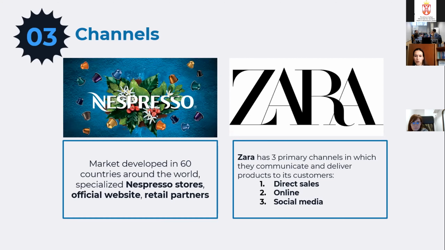For Nespresso, this is Nespresso Stores, official website, and retail partners. But in the case of Zara, Zara has 3 primary channels in which they communicate and deliver products to its customers: direct sales, online, and social media.